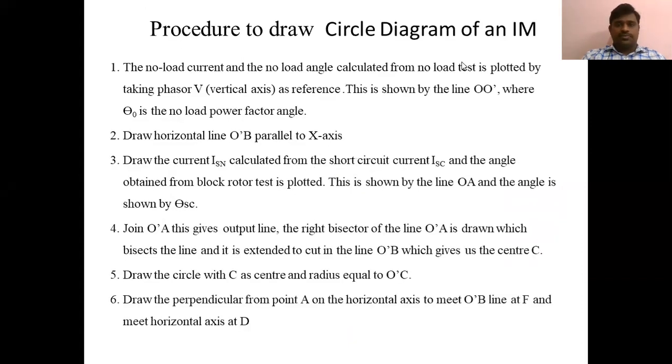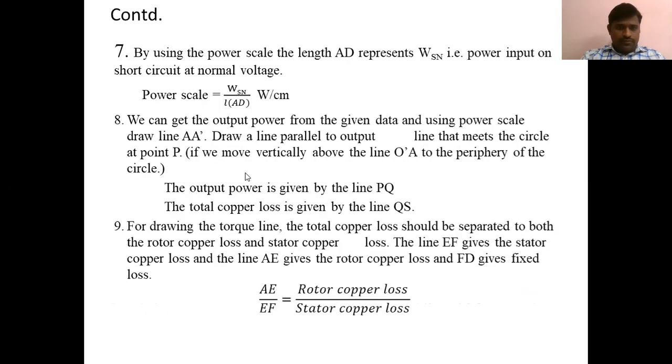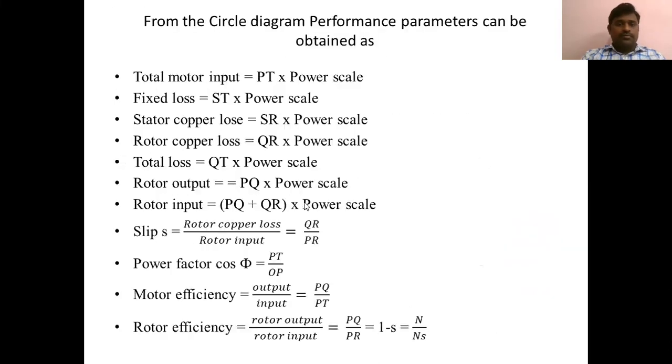Here I have given all the procedure steps. Once you go through those steps, you can easily understand how to draw the circle diagram. In total I have given 9 steps. Read them carefully and copy them down. From this circle diagram, we can also find out the performance parameters. Using the graph, we can calculate all these values, such as input power, rotor input, and efficiency. All the calculations we can do using the circle diagram.